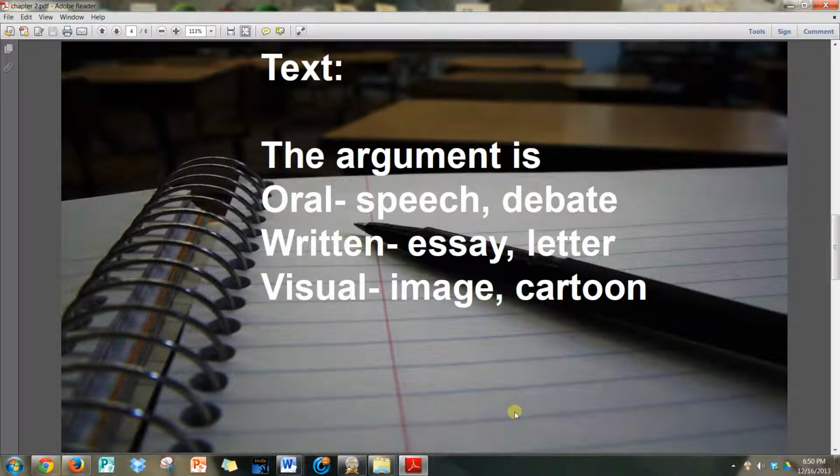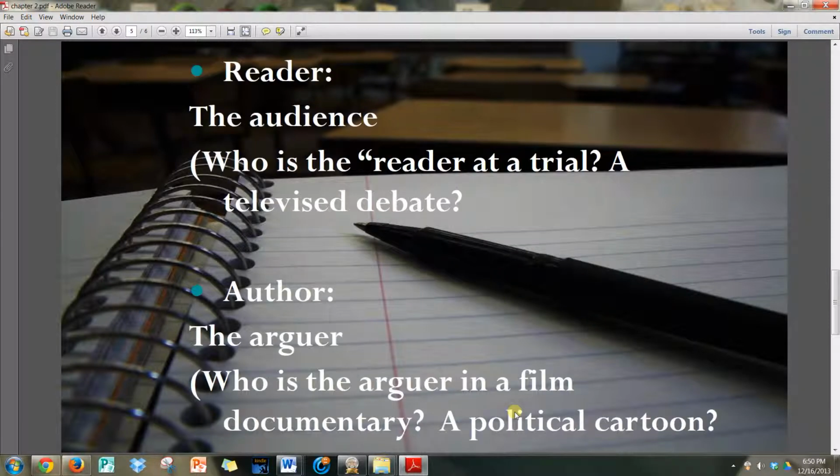The text is the argument, that is the oral argument, written argument, or visual argument. We may have just a speech that's being given. We may have an essay. In your case, in this class, that's what you'll be writing, these essays that are rhetoric. They will be giving arguments. You might have a visual that is a standalone image or a cartoon picture that also could give an argument. But all of these, whether it's pictures or speeches or written essays, are the text of the argument. That is the T.